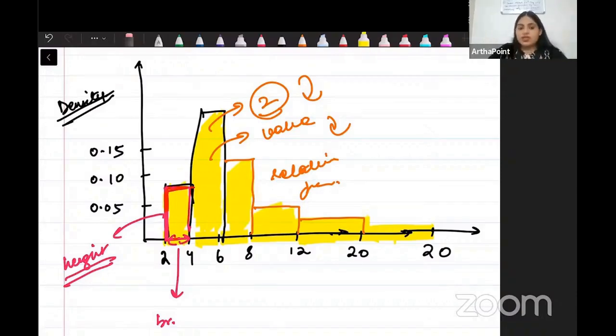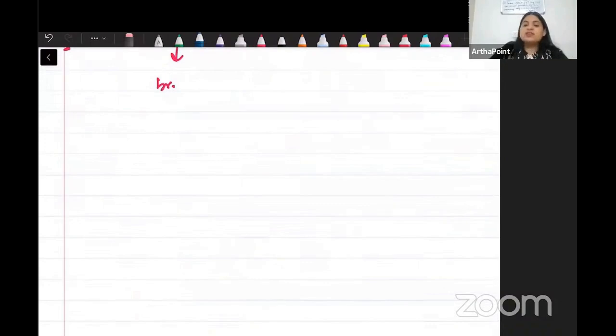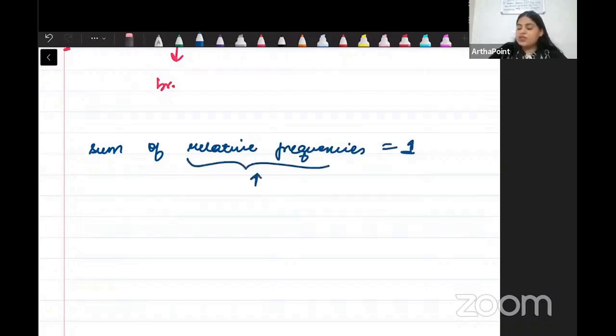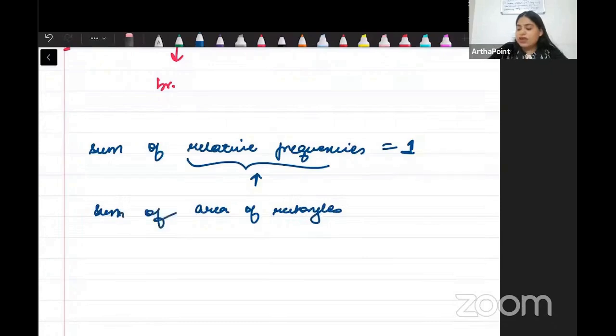So I will conclude my session with this. I want you to please write this down. Please write that the sum of relative frequencies is 1. Write that relative frequency is nothing but the area of rectangles. So the sum of the areas of rectangles will be 1. Okay. Very important conclusion. Easy things will not come from histograms, difficult things will come. So we should be aware of these concepts.